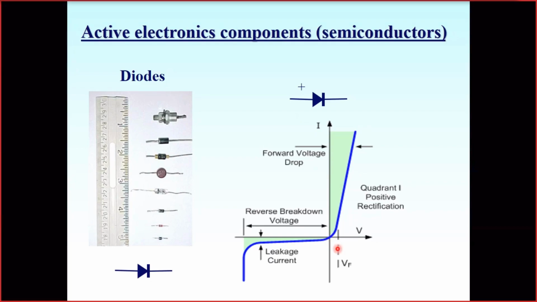What is important for diodes, we should always remember that there is a special forward bias voltage, VF, and we have to overcome this voltage to open the diode. When the voltage is less than the forward bias voltage of the diode, the current will be quite low.